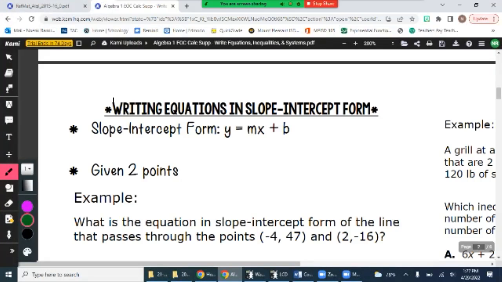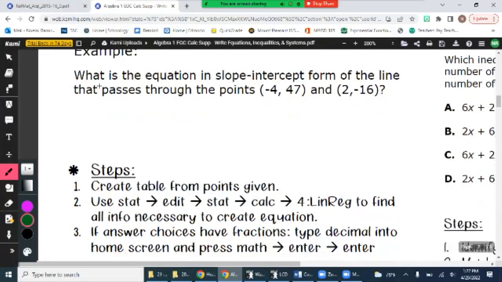So the very first one, writing equations when given those 2 points. It does state in the problem that you need to write the equation in slope-intercept form. If you forget what slope-intercept form is, it's in your formula chart. It's on the reference chart.